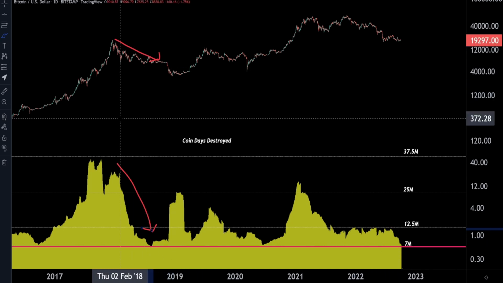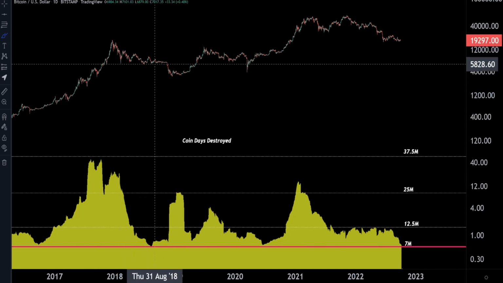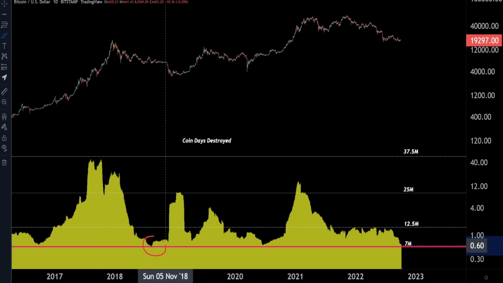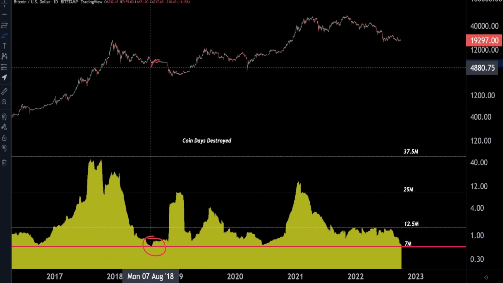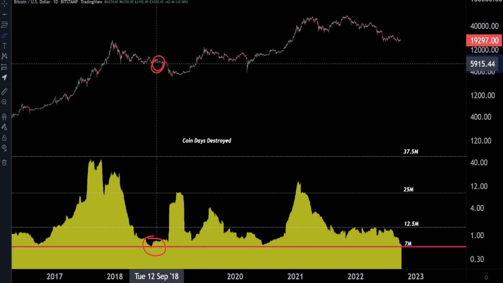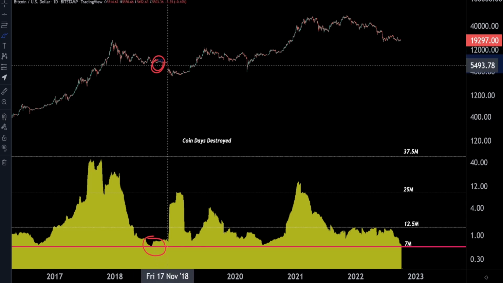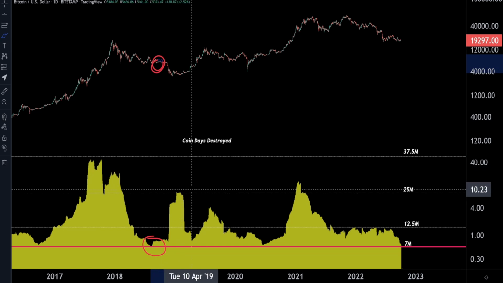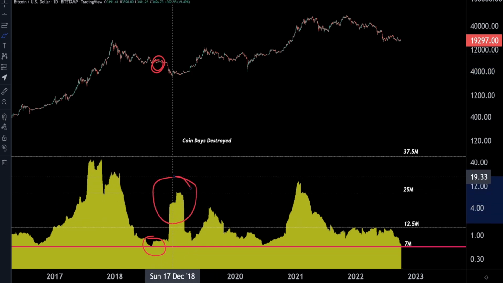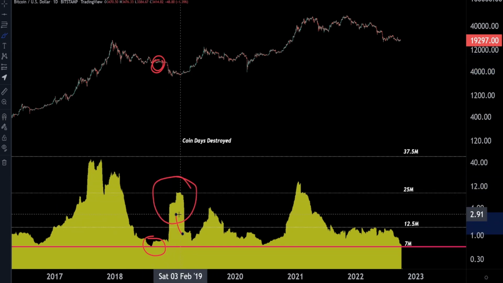And notice where it bottoms though. This is also an important point to make. It bottoms out right here. It bottoms out right here. So we're talking at a price of around 6K, but we have a large capitulation event. And what do you notice? A large number of coins are destroyed right here.